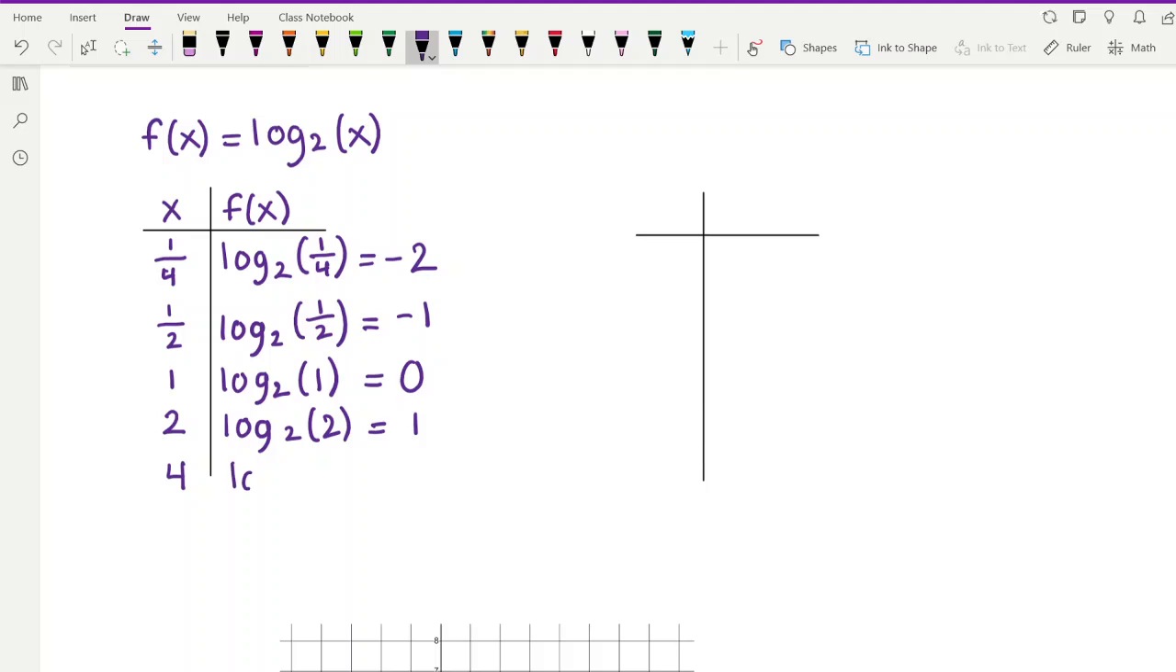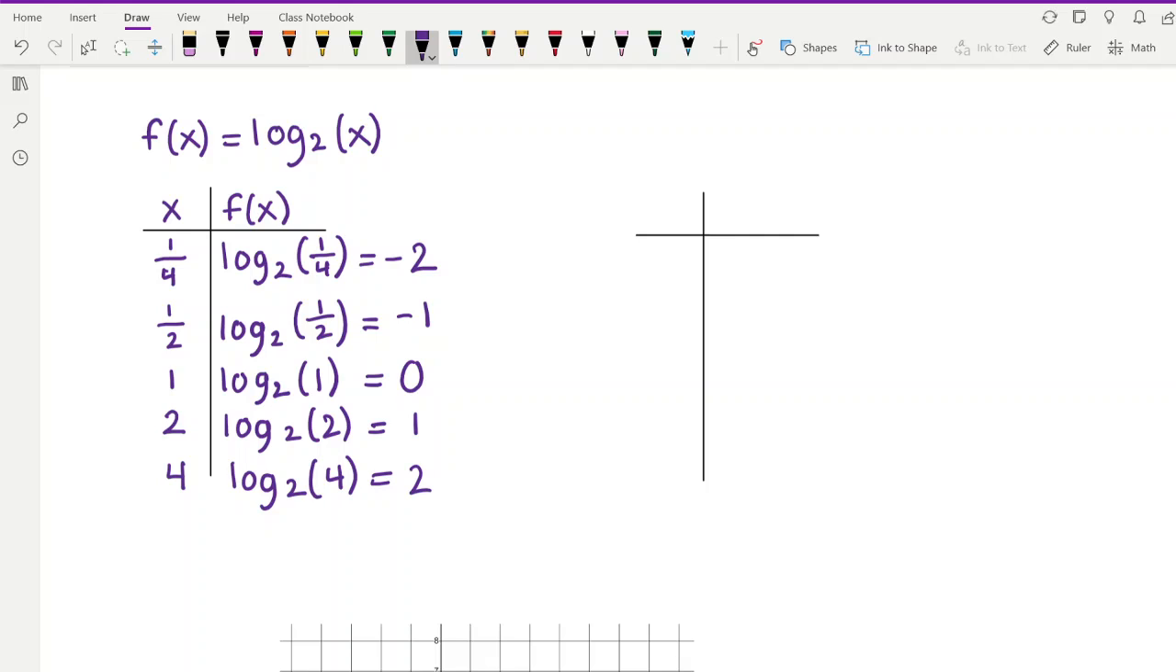And then finally, we have log base 2 of 4. And so to get 4 from 2, we would have to take 2 and square it. So the answer is 2. Okay, so before we go and sketch the graph, I want to point out that if you look at these inputs and outputs, they should look a little familiar with an exponential function, right?